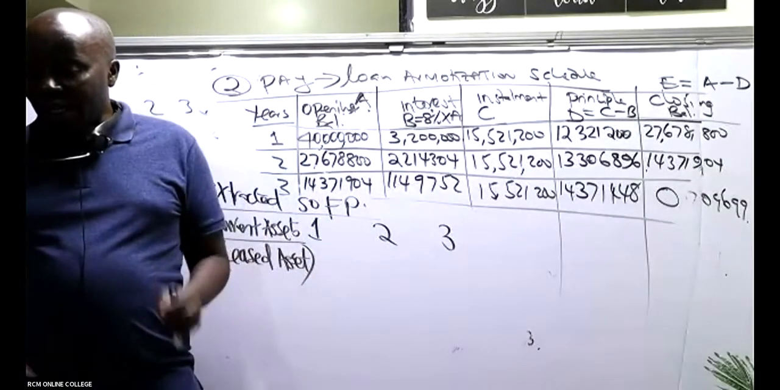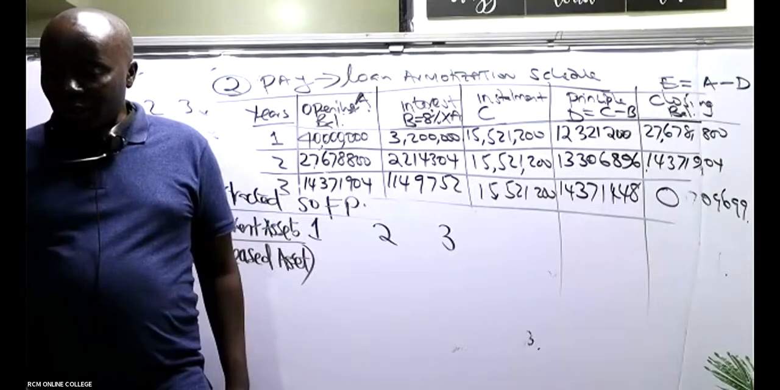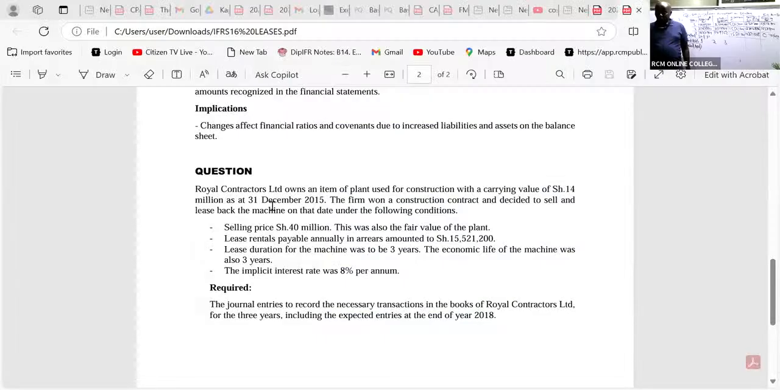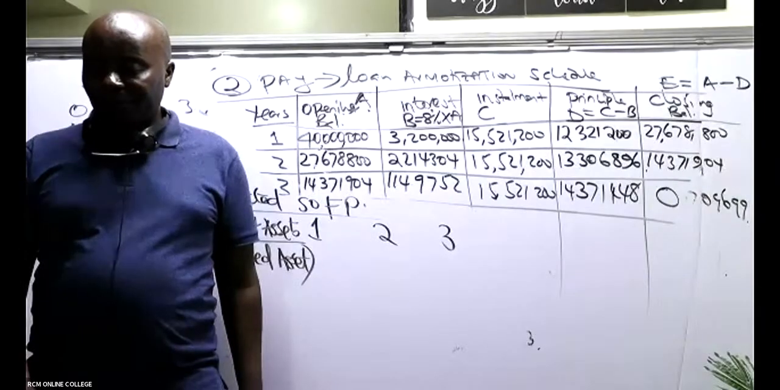Oh, I want to ask a question, the one above. Where did that gain on disposal come from here? Thank you very much, Irene, for jumping in. So remember, we were told that this thing was sold for 40 million, right? And yet it had a carrying amount of 14. Look at that gain. So 40 minus 14, which gave us 26.